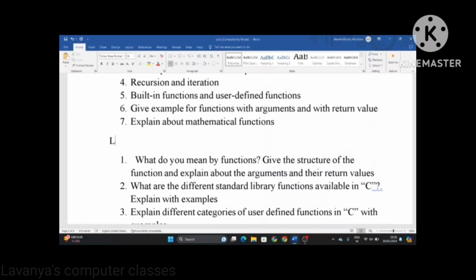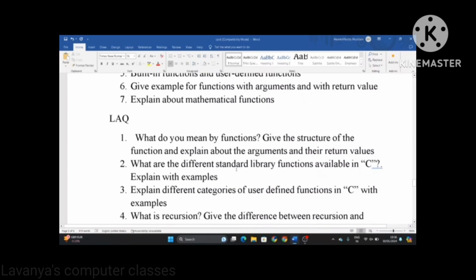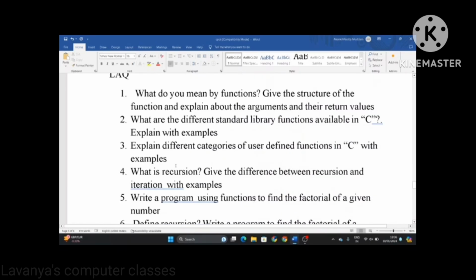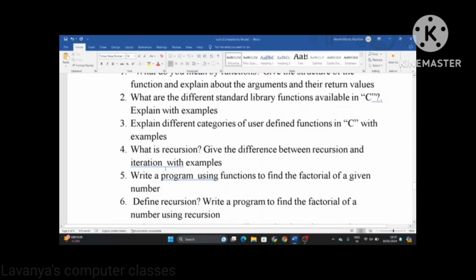Now here the long answer questions. The long answer questions are, what do you mean by function? Give the structure of the function and explain about the arguments and their return values. What are the different standard library functions available in C language? Explain with examples. Third question is, explain different categories of user-defined functions in C language with examples. What is recursion? Give the difference between recursion and iteration with examples.